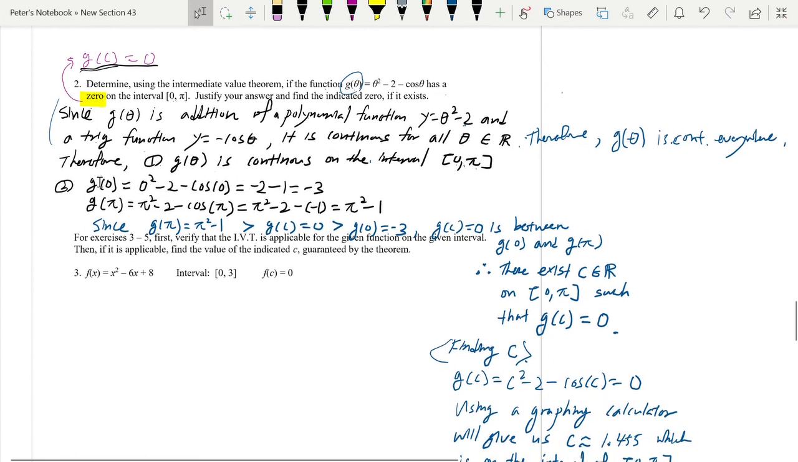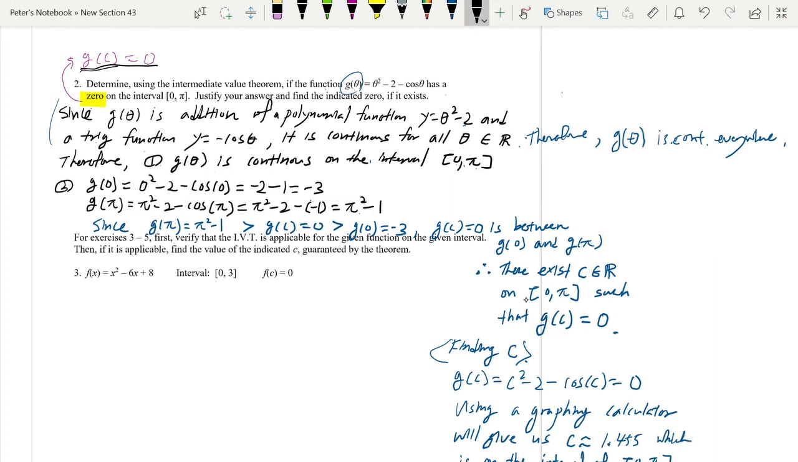So g of 0 is 0 squared minus 2 minus cosine of 0, which will give you a value of negative 3. And g of pi, if you substitute for pi in your equation, then you get pi squared minus 1. Here, so we have negative 3 here and pi squared minus 1.